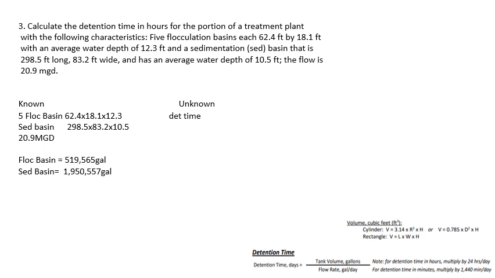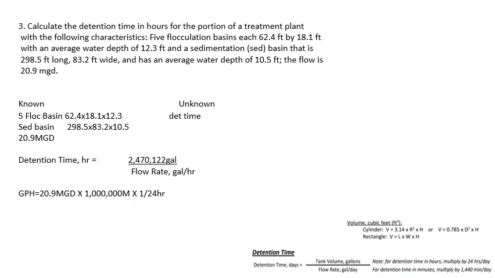So you've got your totals in gallons now. We're going to add those together. You've got the flock basin of 519,565 gallons, sedimentation basin of 1,950,557 gallons. Add them together: 2,470,122 gallons. It's going to go on the top of our detention time formula.